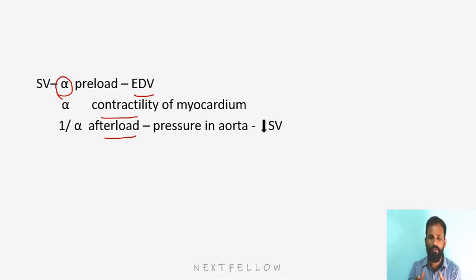Afterload is nothing but the pressure in the aorta. The pressure in the aorta will obstruct the outflow from the ventricle. So it is inversely related, and if afterload is increased, stroke volume is decreased.